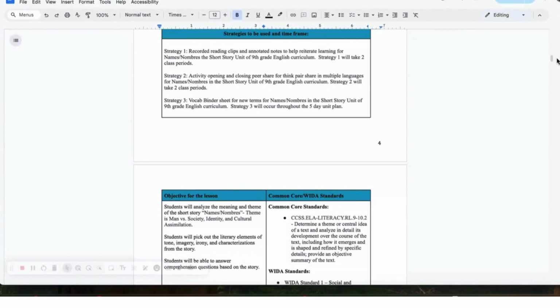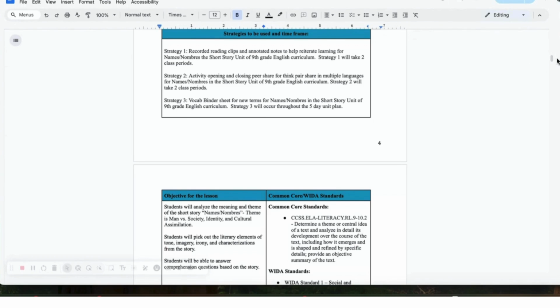So strategy 1 was recorded reading clips and annotated notes to help reiterate learning for Names Nombre, the short story. Strategy 1 took about 2 class periods to get that done. The second strategy was an activity opening and closing peer share for a think, pair, share in multiple languages for Names and Nombre in the short story. And that took about 2 days.